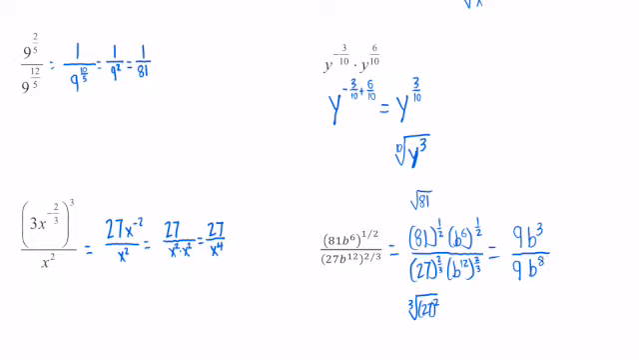Now in this case, the 9 on top and the 9 on the bottom will cancel each other out completely. b to the 3rd divided by b to the 8th. We subtract the smaller exponent from the larger exponent, giving us b to the 5th in the denominator, and we would put a 1 on the top.